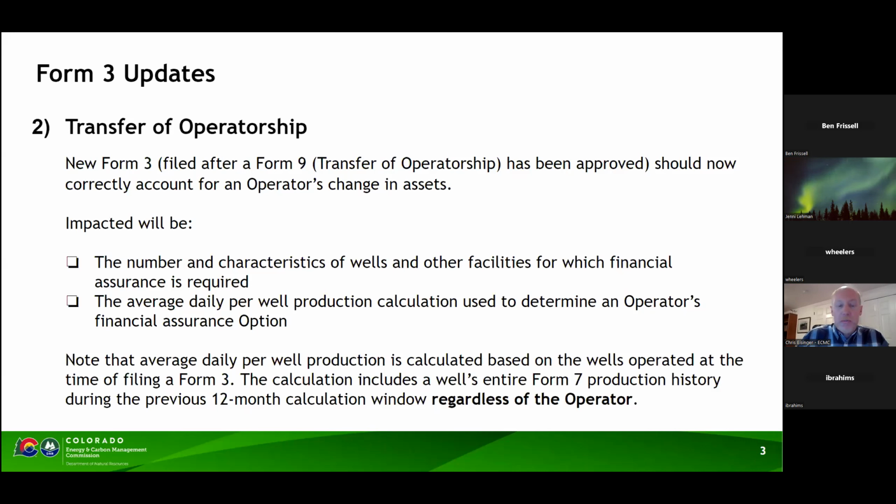And I did want to make people aware that, for average daily per well production values, the calculation that we use includes all of the well's entire Form 7 production history for that previous 12-month calculation window, regardless of who the operator is. So when we are determining that value as stipulated in the rules, we would look at the 12-month window, even if you were not operating it for part of that window, or at least the first part, if you acquired it, or in cases where you sold it, that of course would drop from the calculation. So hopefully those two things are now correct with regards to the Form 3.